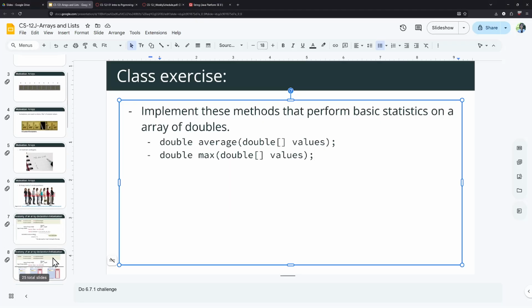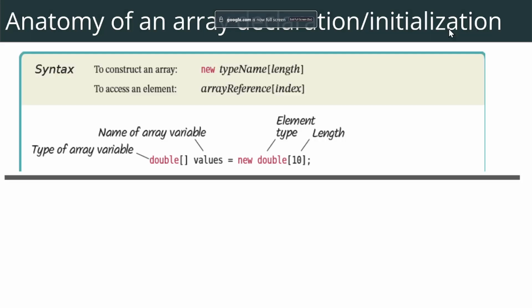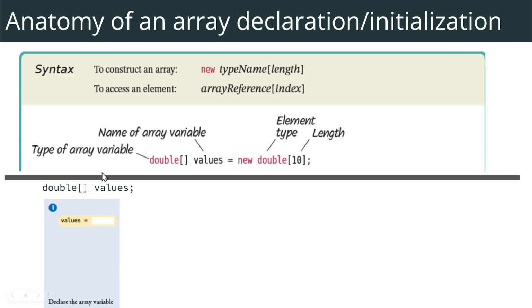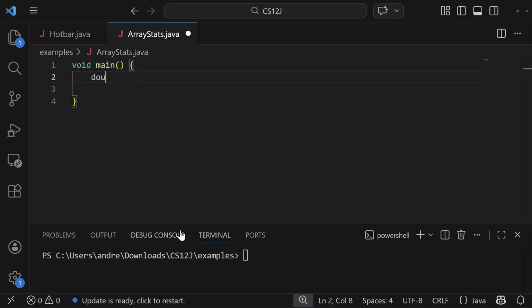Let me pull this up again. I'm going to refer to this slide here. So let me go ahead and declare something called exam scores. So I'll double exam scores.